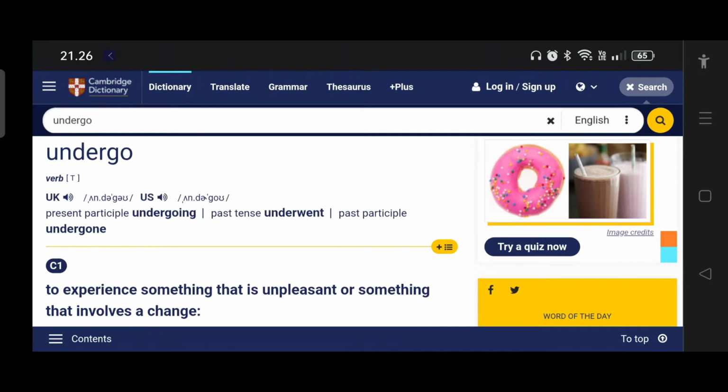Undergo. That is the UK version. Undergo. And this one is the US version. Alright, so what does that mean?